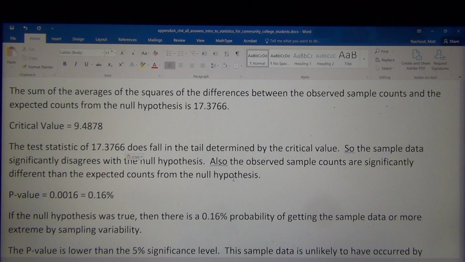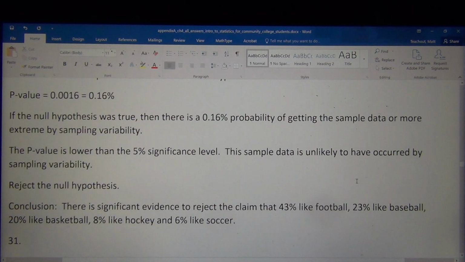Remember, the expected counts are a representation of what we expect to happen if the null was true. Our p-value was 0.16%, so if the null was true, there's a 0.16% probability of getting the sample data or more extreme by sampling variability. It's a low p-value, so it's unlikely to have occurred by sampling variability if the null was true. And we reject the null hypothesis.